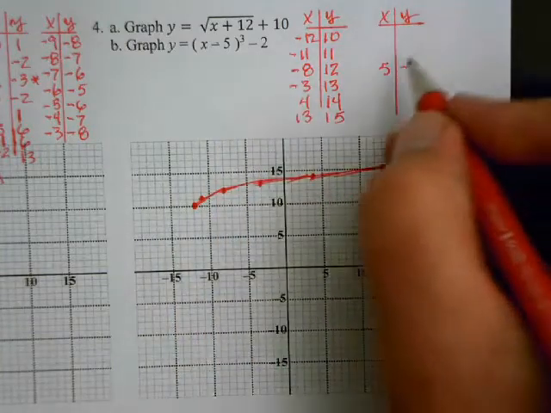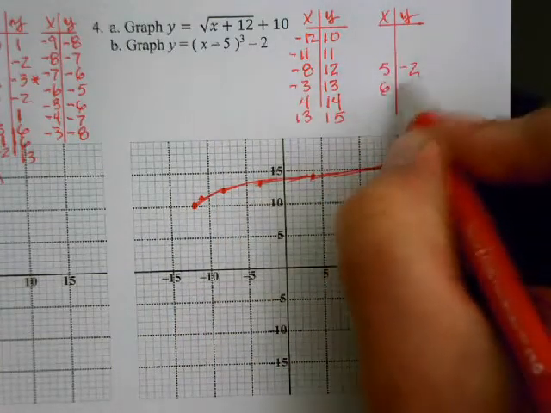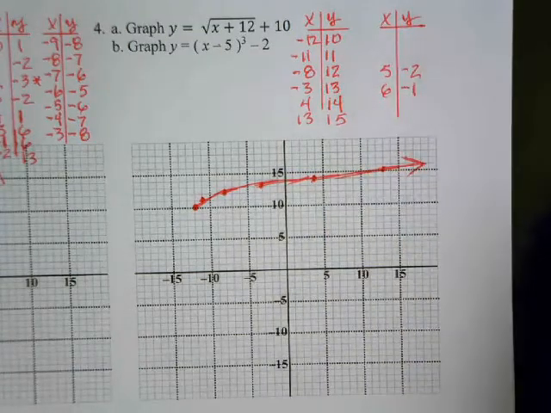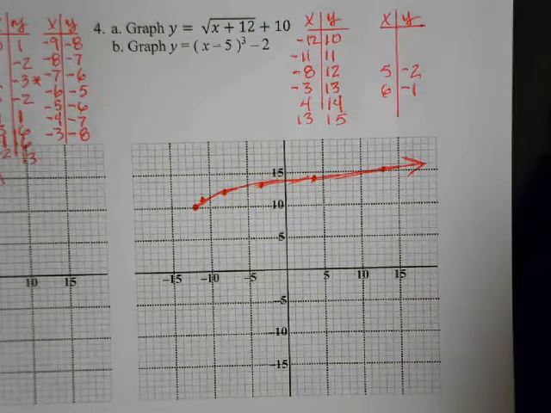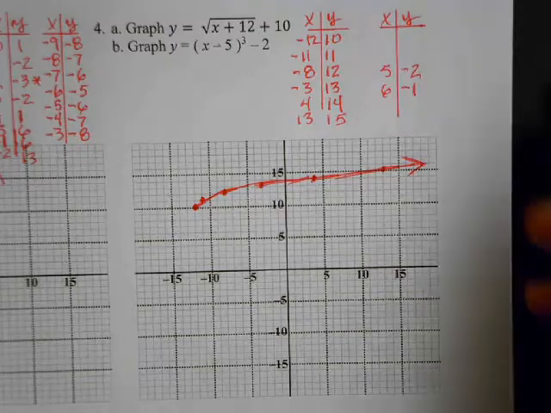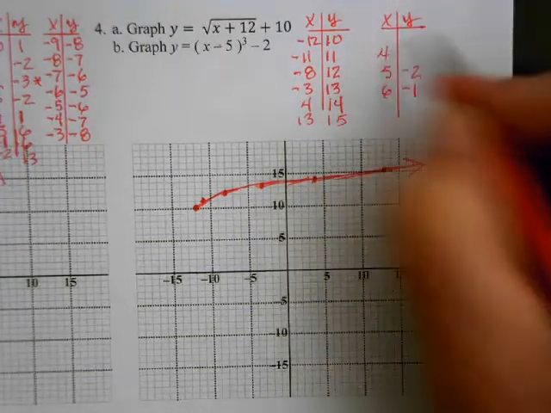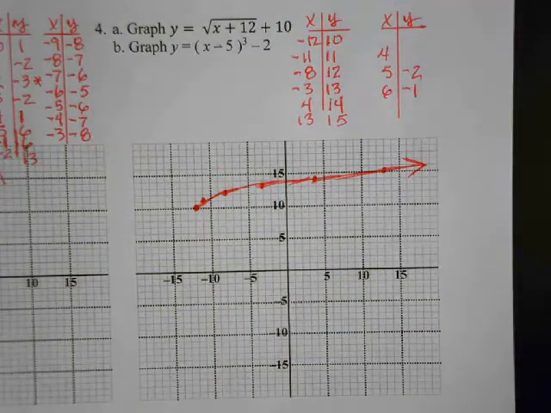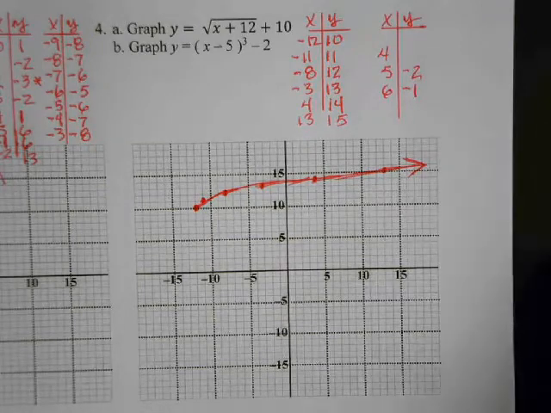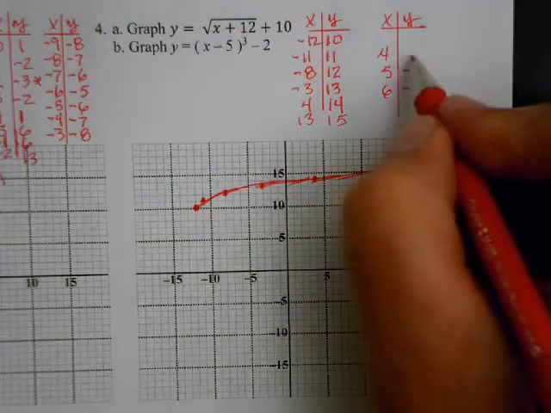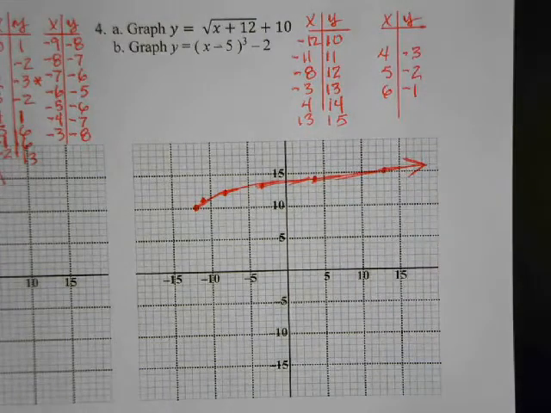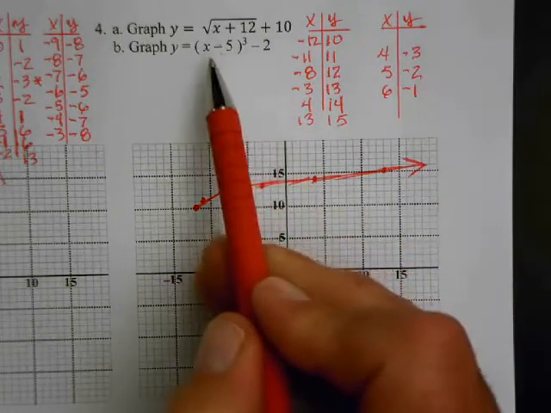Likewise, if I did a 4, 4 minus 5 would be negative 1. Negative 1 cubed is still negative 1 because it's negative 1 times negative 1 times negative 1. Minus 2, that's a negative 3. And now we'll go to 2. So 7 minus 5, that's 2. 2 cubed is 8. 8 minus 2, that gives me a 6.